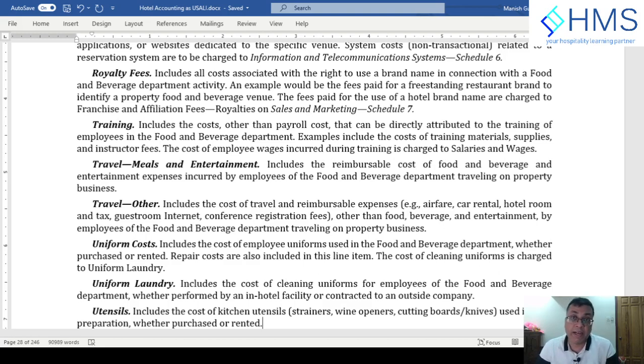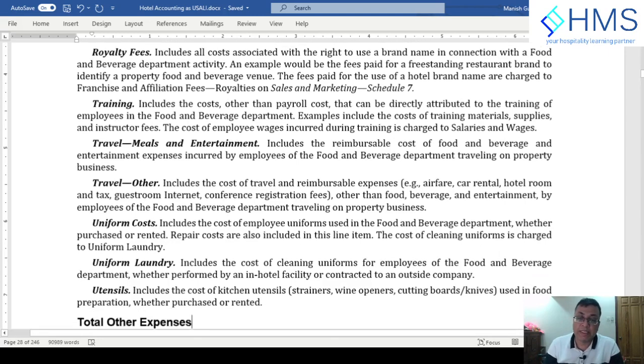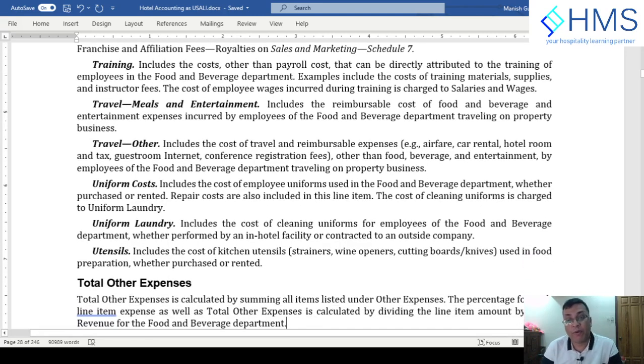So traveling is divided into two parts: meals, and others including the rental, the tickets and the hotel cost. Then you have uniform cost, which is the cost of producing the uniform for employees, and the cost of cleaning is charged to uniform laundry, which is the next line item. And then you have lastly the utensils. The utensils used for the kitchen: strainers, wine openers, cutting boards, knives used in food preparation, whether purchased or rented. So that's all about the F&B expenses.